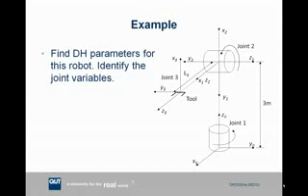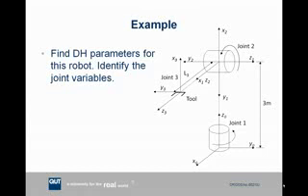So we've assigned the 3 z-axes first. Z0 is the axis of revolution around joint 1. Z1 is the axis of revolution around joint 2. And Z2 is the axis of translation, or the prismatic axis, of joint 3.